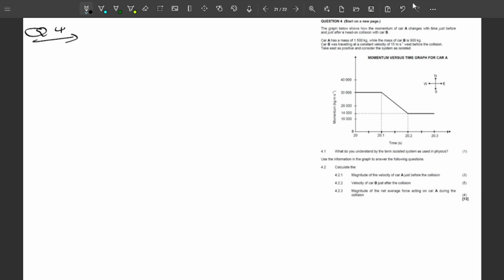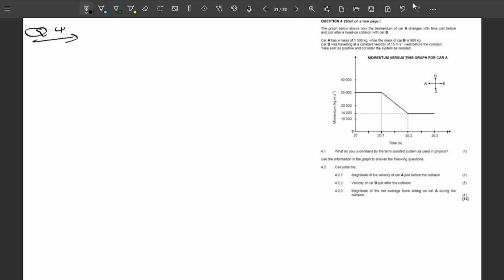Let's read the question statement. The graph below shows how the momentum of car A changes with time just before and just after a head-on collision with car B. Car A has a mass of 1500 kilogram, while the mass of car B is 900 kilogram. Car B was traveling at a constant velocity of 15 meters per second west before the collision. Take east as positive and consider the system as isolated. So this is the graph we're given.